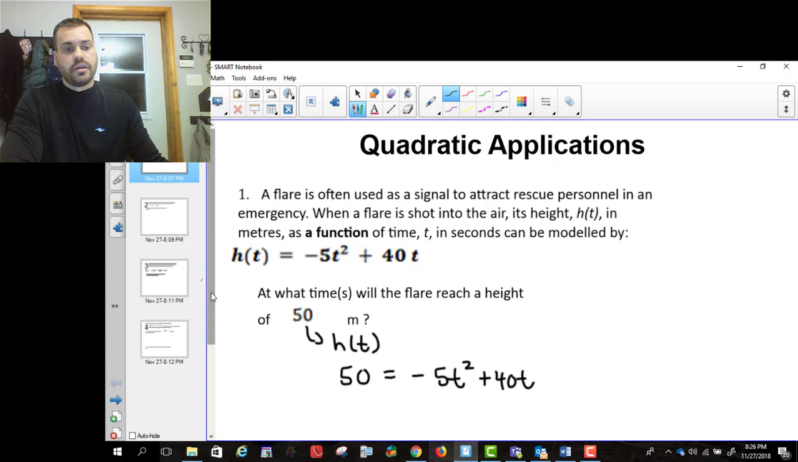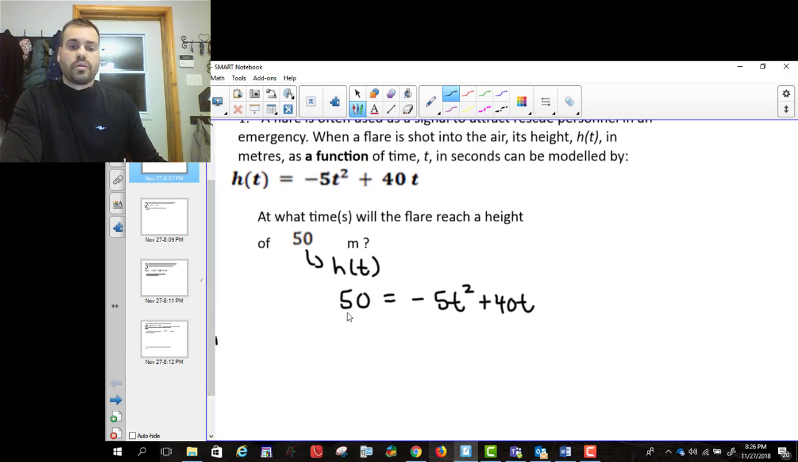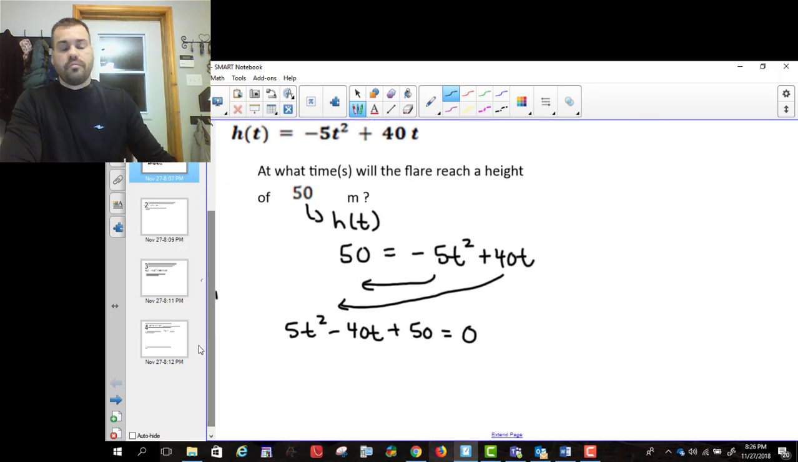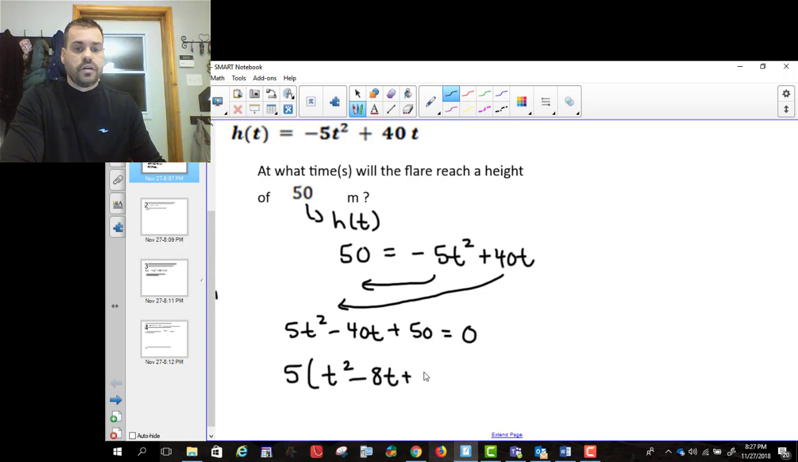And then what you have is a quadratic equation. So we're going to take everything over there to make it equal to 0. So we have 5t squared minus 40t plus 50 is equal to 0. You guys have solved these. You should know how to solve a quadratic equation, and you have a couple of options: factoring and the quadratic formula. I'm noticing right away that there's a common factor of 5 in each of these, so I'm going to take that 5 out. So 40 divided by 5 is 8, and 50 divided by 5 is 10.